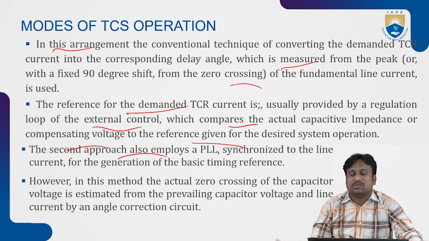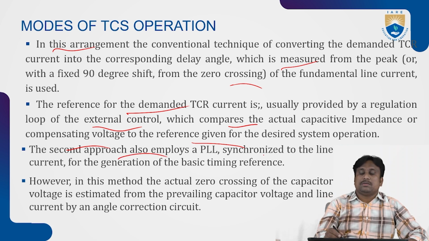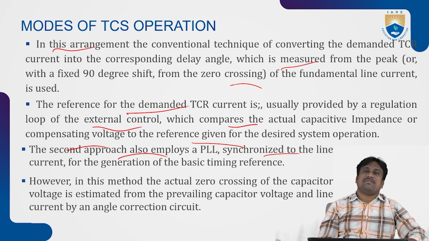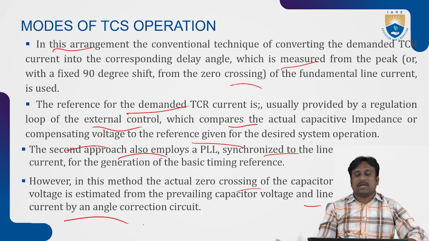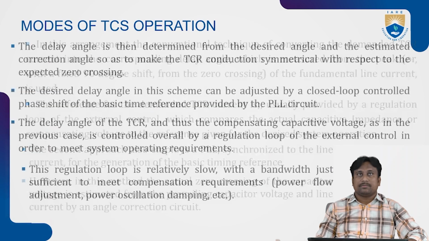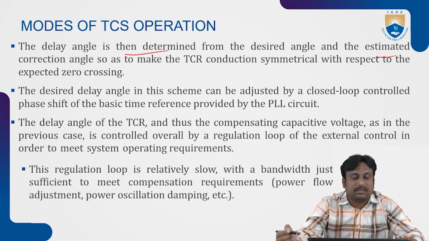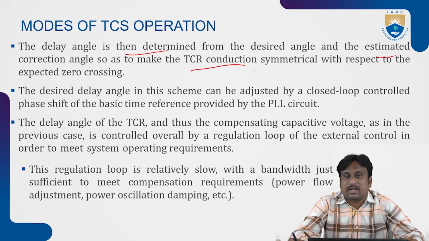So the second approach also employs a PLL logic scheme, synchronized to the line current for the generation of basic timing circuits with reference to the main. However, all these approaches refer to the actual 0 crossings of the capacitor voltage, which are estimated from the prevailing capacitor voltage and line currents by an angle correction circuit arrangement. So the delay angle is then determined from the desired angle, and then it is estimated with the correction angle. This is so as to make the TCR conduction symmetrical with respect to the expected 0 crossing levels.